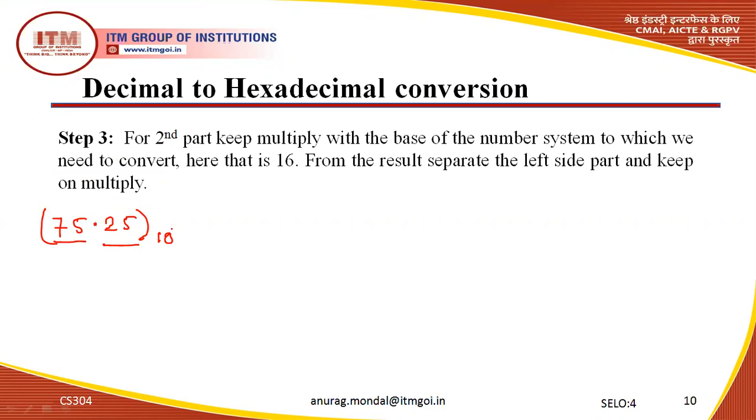Okay. Now, according to the second step, we need to divide the first part by the base of the number system to which we need to convert. We need to convert into the hexadecimal. So 16 over here, and 16 times 4 is 64. So we have the remainder 11. Now the hexadecimal equivalent of the 75 we got as the remainder.